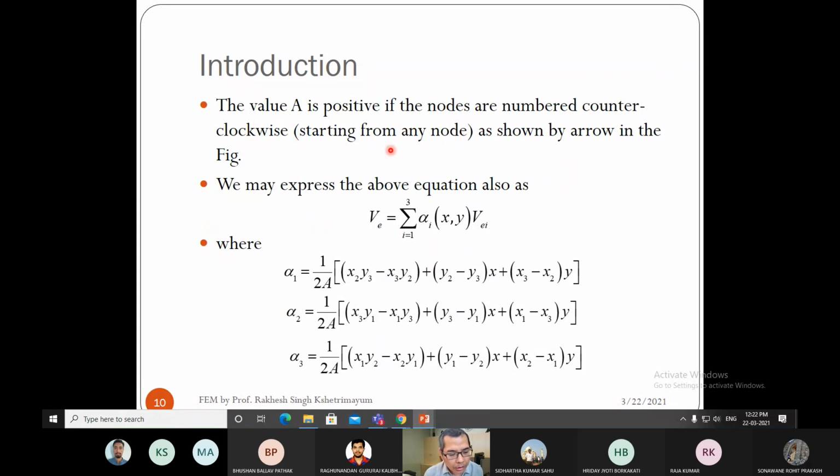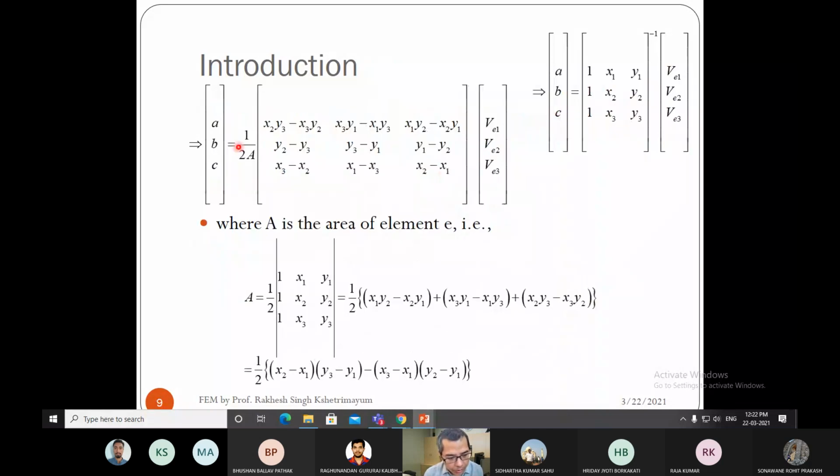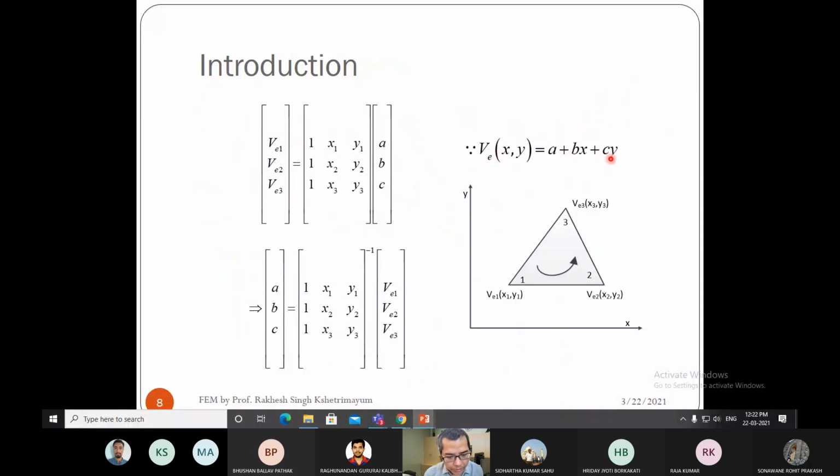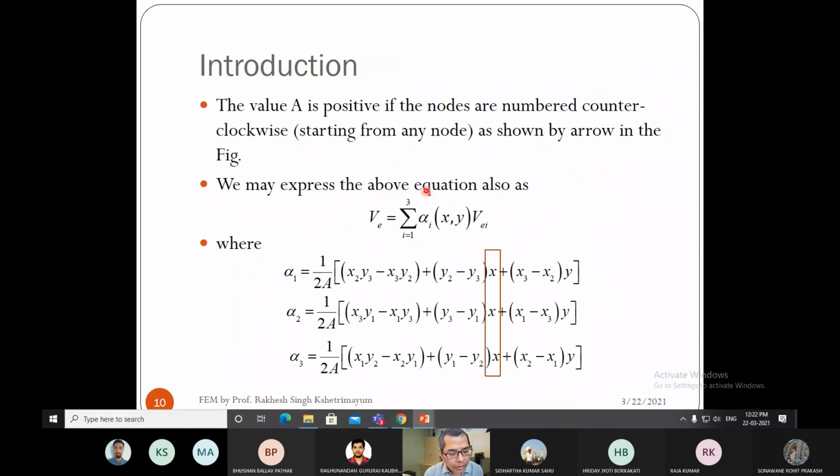If we number it in the clockwise direction, then the area of the triangular element will be negative, and we don't want that to happen. So finally, we can express the approximate value of the potential inside the triangular element in this form: summation i going from 1 to 3, alpha i (x, y) times V. The relation we have, so we have the value of a, b, c here. You substitute the value of a, b, c and find out what is a plus bx plus cy.